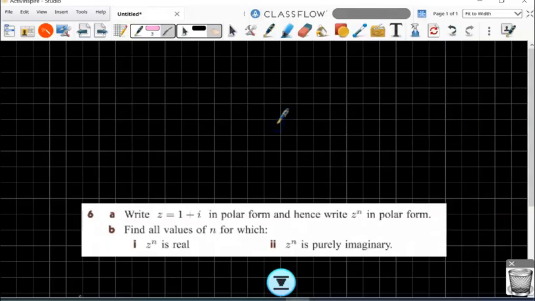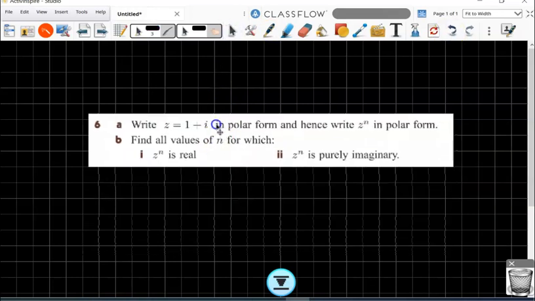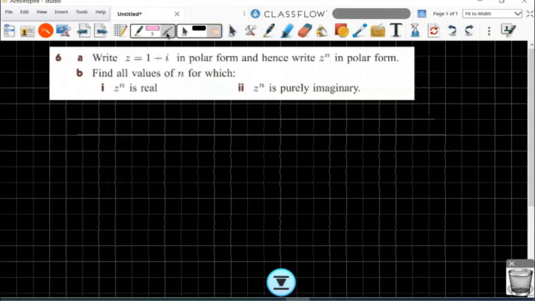Righty, hello. So we're looking at who would like to give us the heads up. So the first bit, we all agree, 1 plus i in polar form. So what was 1 plus i in polar form? Hit me.